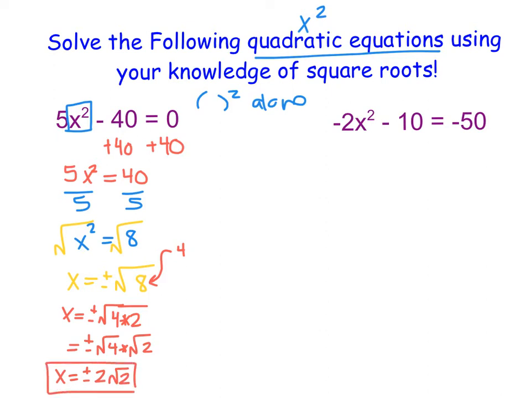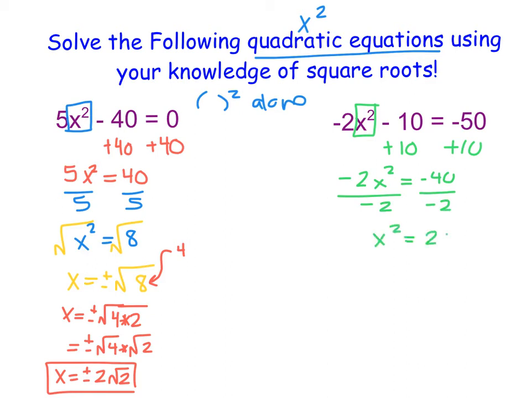So now if we look over there at example 2, again, our goal is to get this part that is squared by itself. So we're going to add 10 to both sides. So we have negative 2x squared is equal to negative 40. Divide both sides by a negative 2. We have x squared is equal to 20.